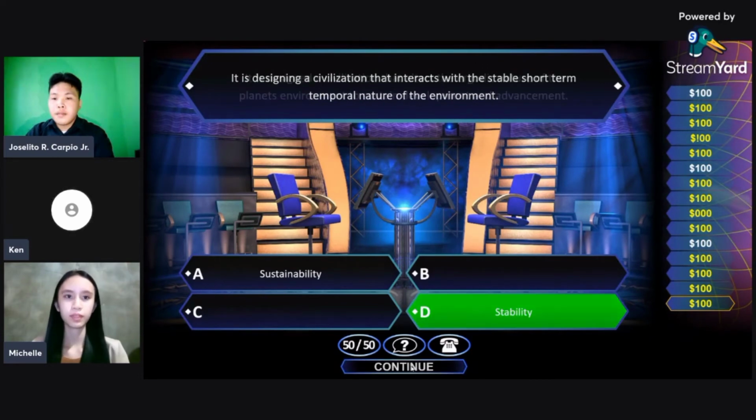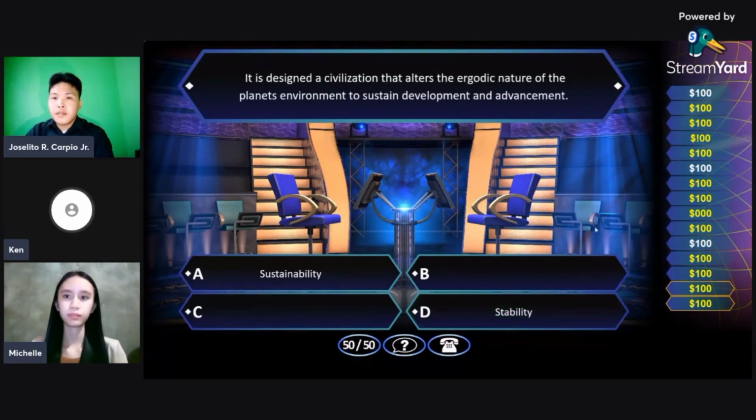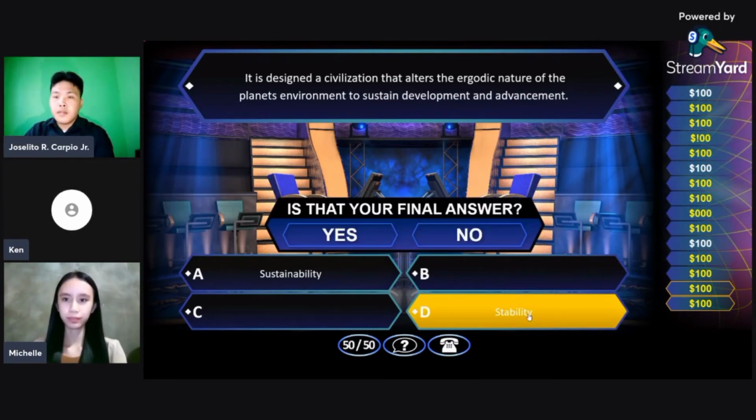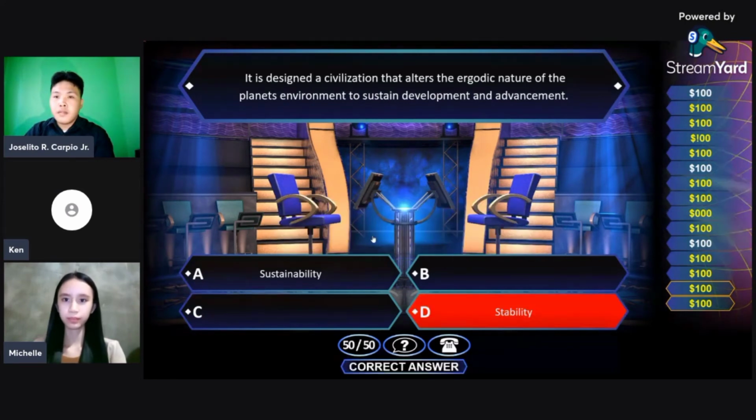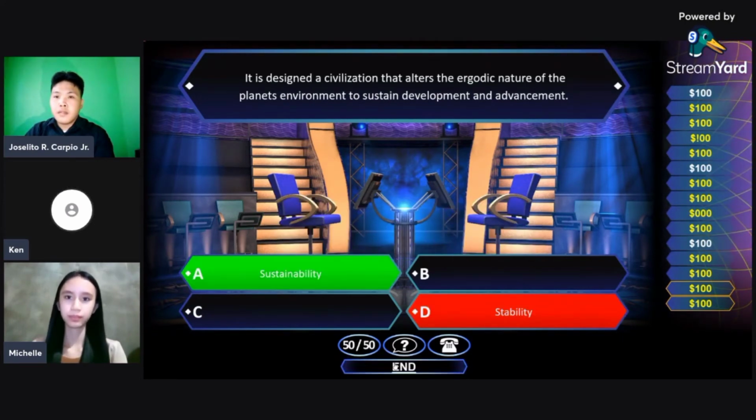Correct. Next statement. It is designing a civilization that alters the ergodic nature of the planet's environment to sustain development and advancement. A. Sustainability or D. Stability. Yes, Michelle? That is letter D. Stability. Let's see. Wrong. The correct answer is sustainability, since this matter concentrates on the ability to sustain something.